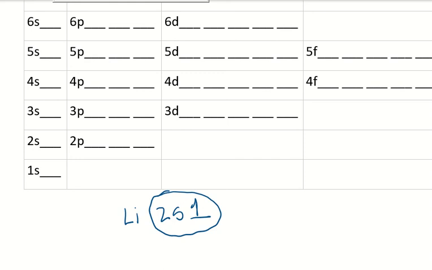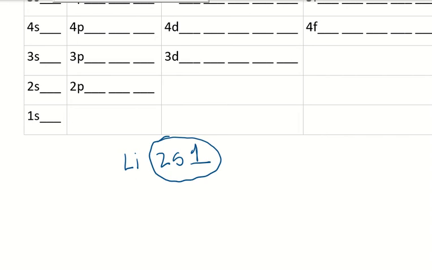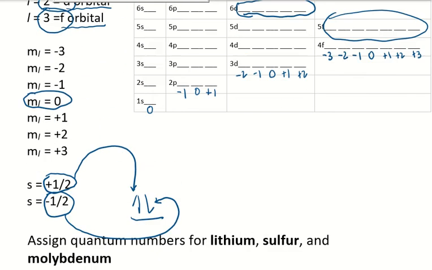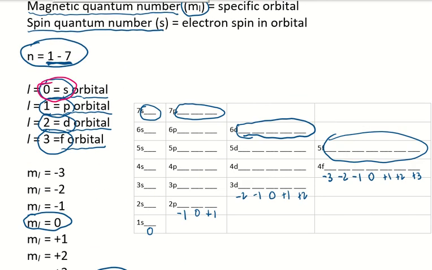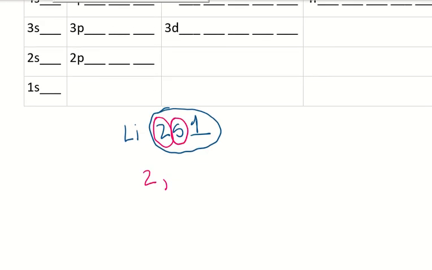So, if it's spin up in 2s, what's my energy level? The energy level is 2. What is my sublevel? S. So I go back up here, and S is equal to 0. So 2, 0. What orbital am I in? That's also 0. And do I have a spin up or spin down electron? Spin up, so that'd be plus 1/2. So those are the 4 quantum numbers for lithium.